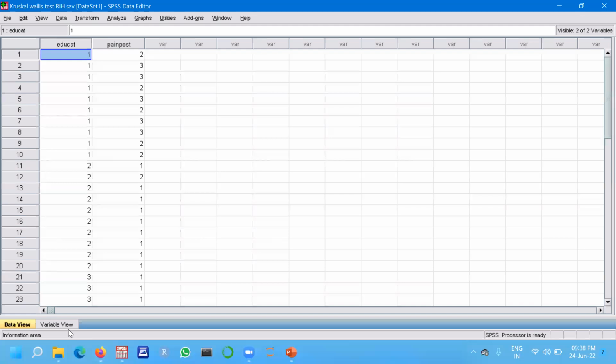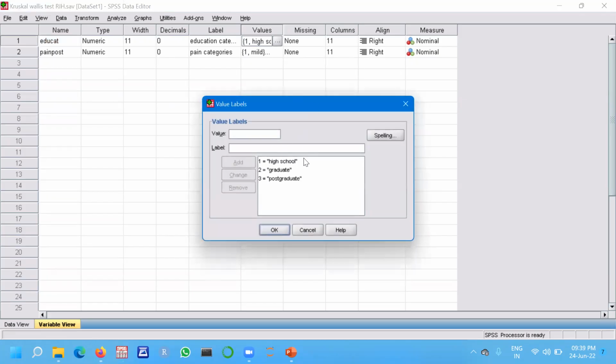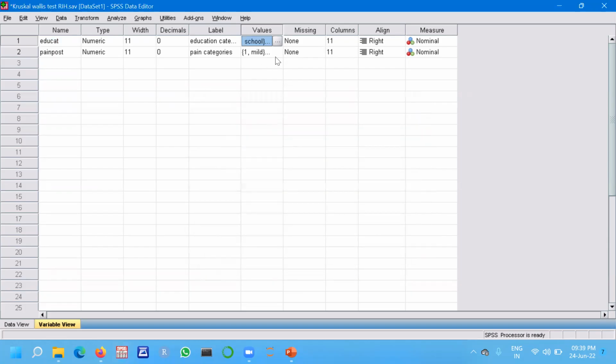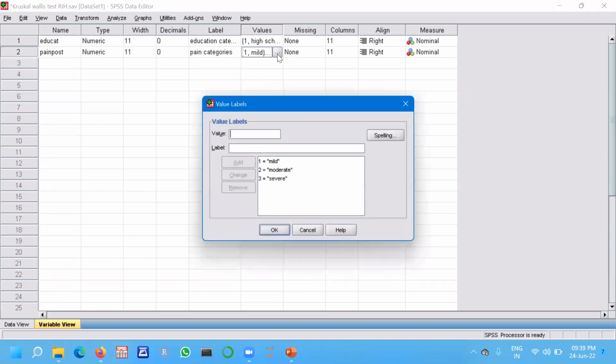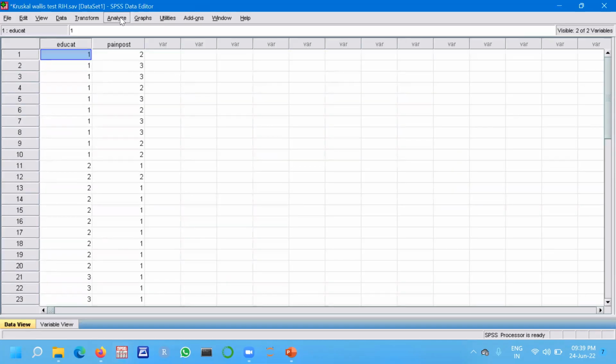Okay, let us see the variable view here. See education, how it is. 1 is high school, 2 is graduate, 3 is postgraduate, isn't it? Now let us see the pain here. 1 is mild, 2 is moderate, 3 is severe. So this is how it is categorized. Okay, now we'll go for a test.